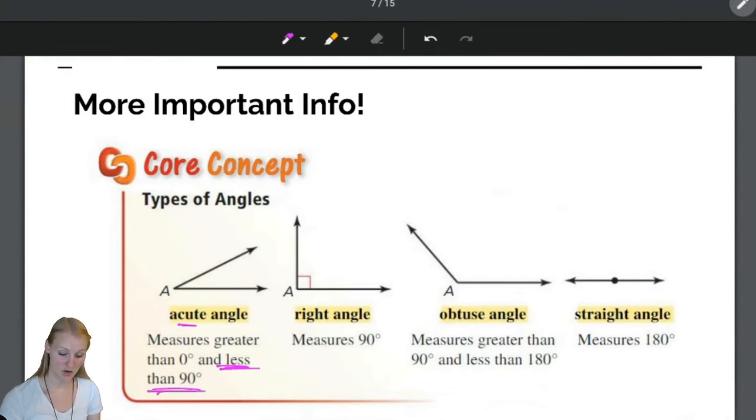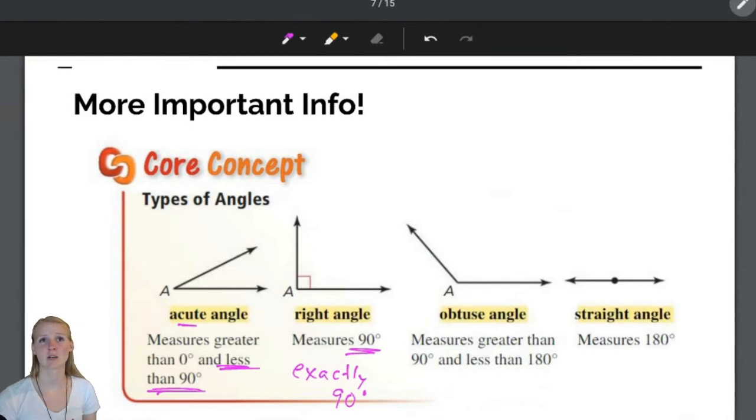Now, a right angle is exactly 90 degrees. And I would even write that, exactly 90 degrees. If it's not 90 degrees, it's not a right angle. If it is 89.999, it is not a right angle. You need to be perfectly, exactly 90 degrees to be a right angle.